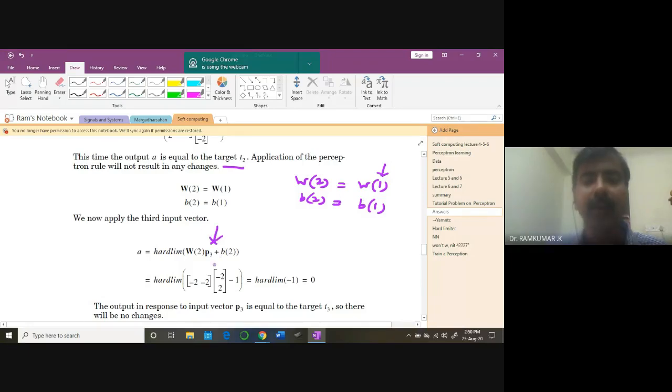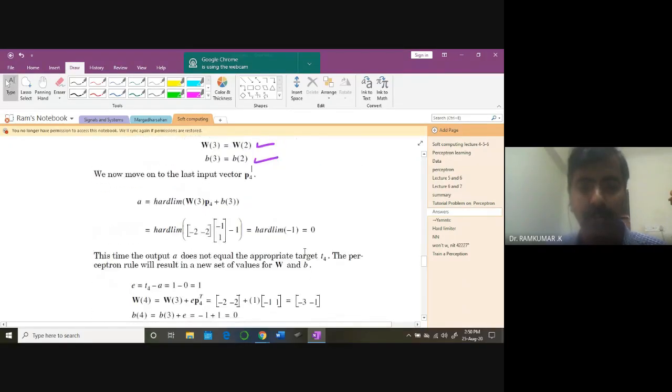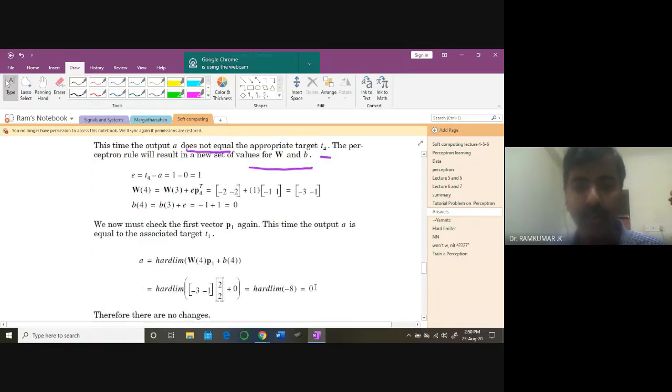Take the third pattern and apply it. Again the output is equal to T3, so you need not update the weights. The same weights can be taken for the fourth pattern also. Now when you apply it for the fourth pattern, this is different. That's not equal. Therefore, the perceptron will result in a new set of values for W. So that's what you can do. You getting the point?